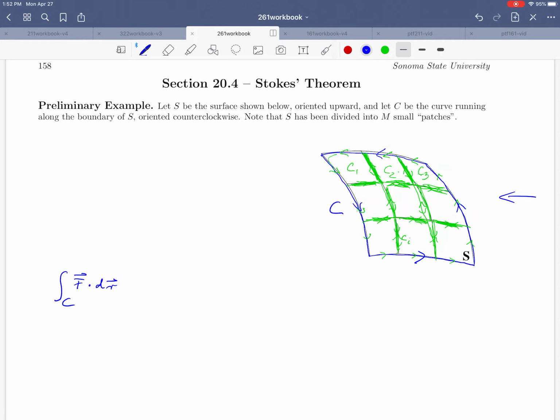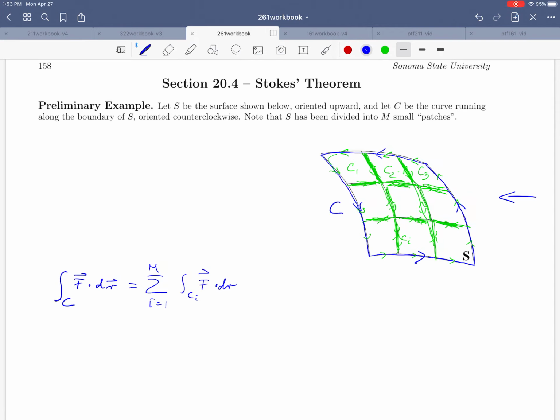And what I get is that when I sum up all those little line integrals, I end up with the same as the line integral just going around the outside. So I have that my line integral around C is the same as the sum of all the line integrals of F dr around the inside curves C_i, where i goes from 1 to M, and M is the total number of patches that I have right here. Okay, well, this is pretty cool.